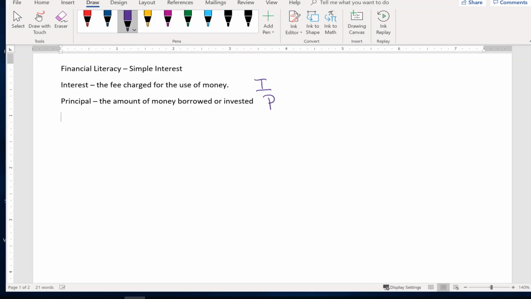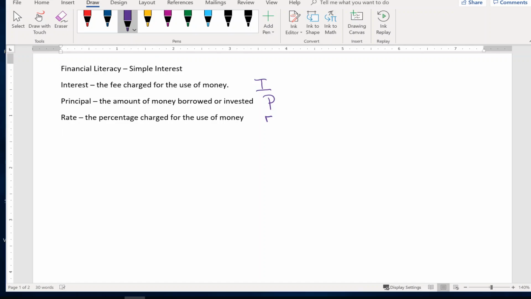So along with that, there's also the rate. And the rate happens to be the percentage that is charged for the use of money. So this is the percentage charged for the use of money. And for the rate, we always use the small letter R to denote what that percentage is.